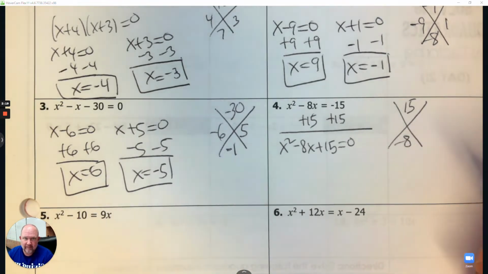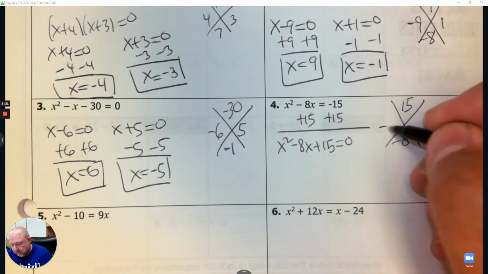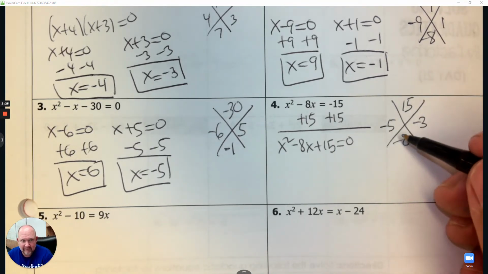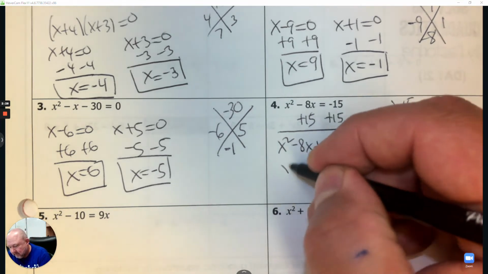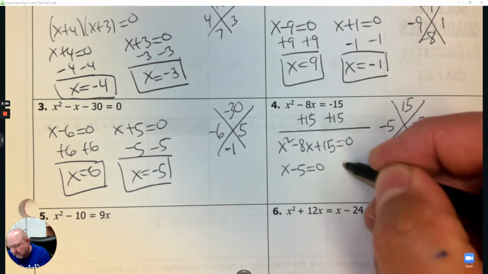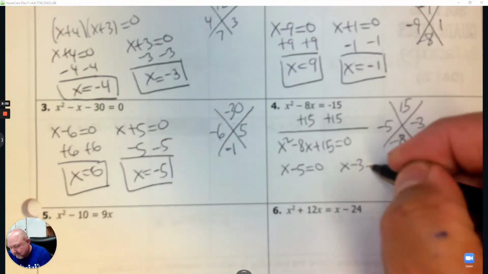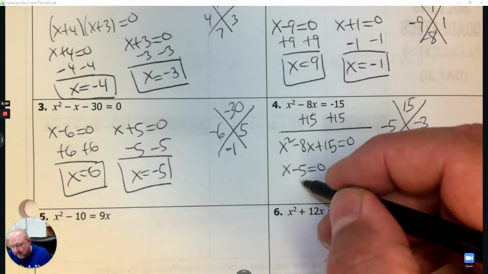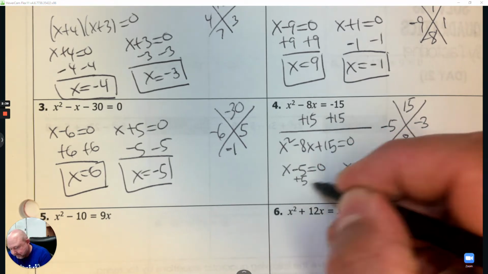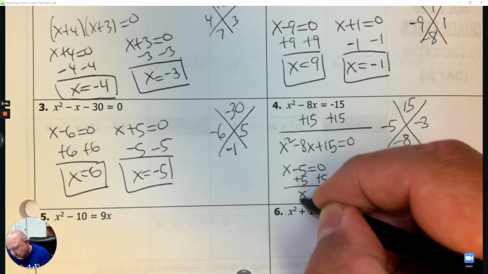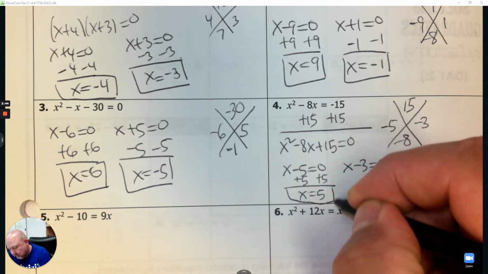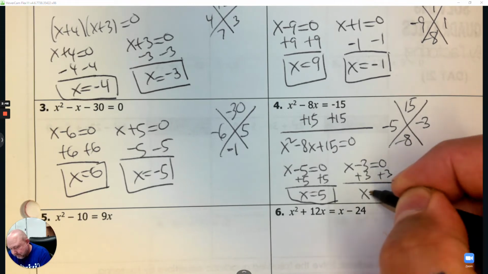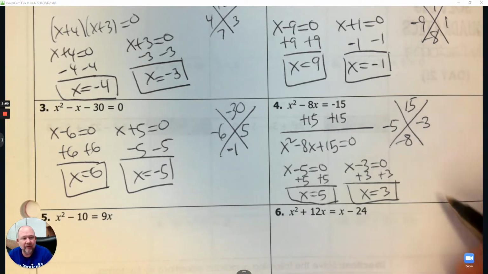So two numbers that multiply to 15. So those numbers are going to be negative 5 and negative 3. They also add to negative 8. Then I take each factor. So x minus 5 equal to 0. X minus 3 equal to 0. And then add and add to solve it. So add 5 to both sides. Add 3 to both sides. And you're done.